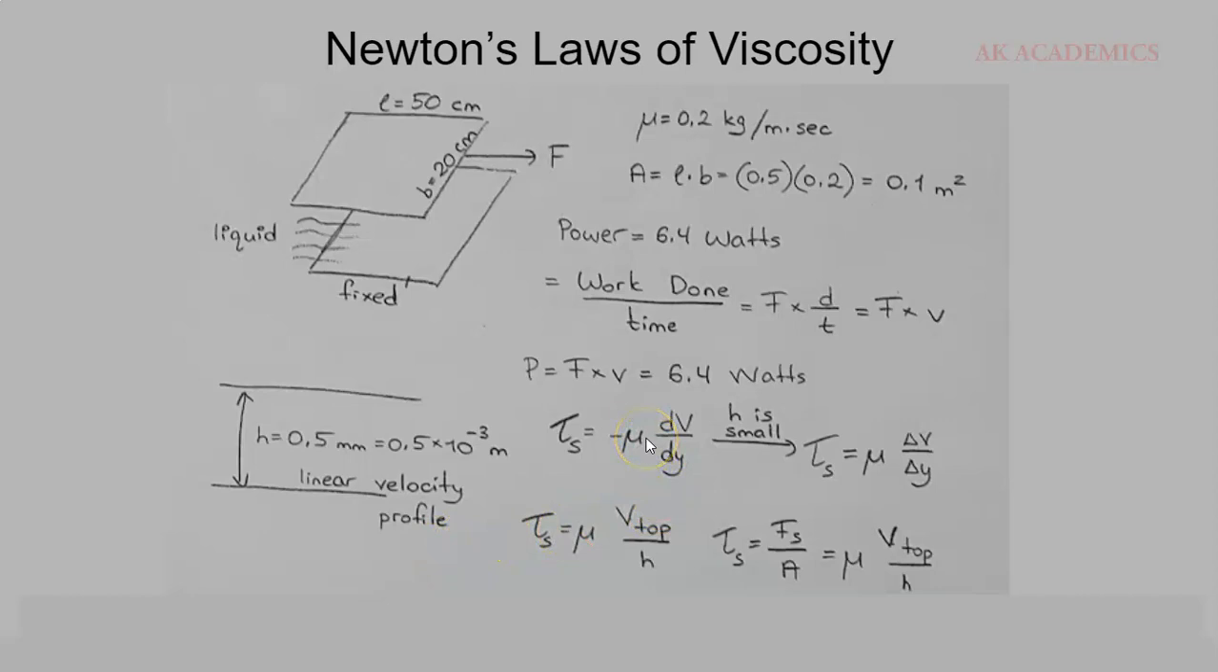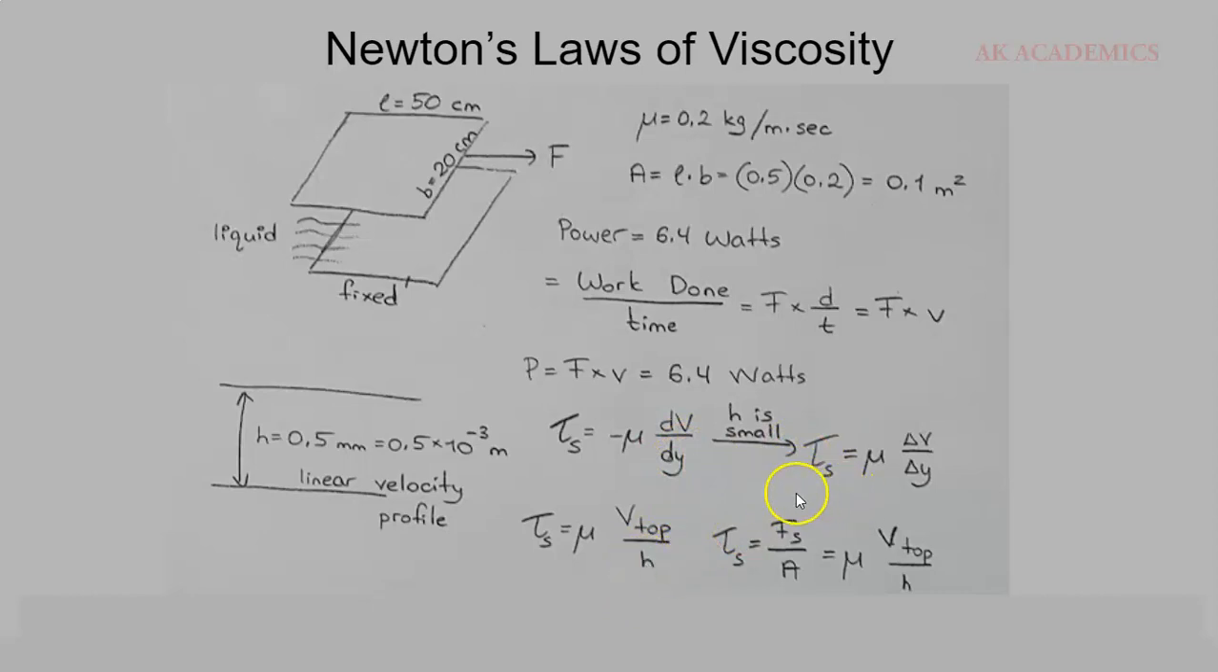Right from the beginning, we had said that our shear stress is equal to minus mu multiplied by dv/dy. When we bring in the limit to convert this to delta v over delta y, this negative disappears. So shear stress will be equal to mu without a negative, times v top minus v bottom, that is velocity at the top of the plate minus velocity at the bottom of the plate, divided by h. The velocity at the bottom of the plate is 0, so that disappears, and our delta y is equal to h, the vertical height between the two plates.